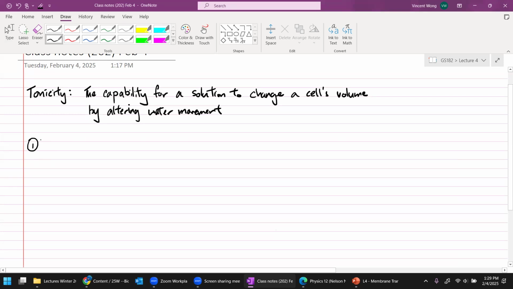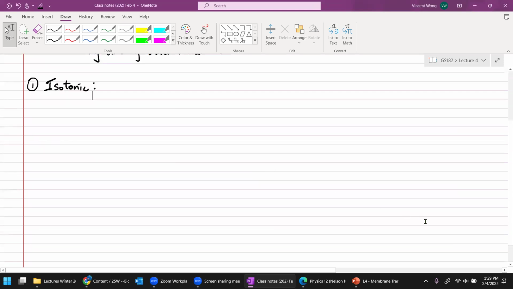Are we ready to go? Ready? Yeah. Case 1 is isotonic. Isotonic means the solution has the same concentration as the inside of the cell. So let me draw this out for you, and then I'm gonna write it out for you as well.